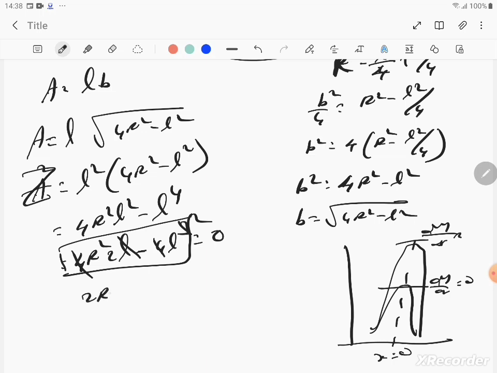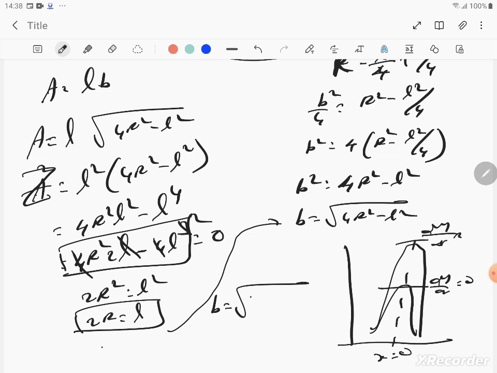So 2r square is equal to L square, or L is root 2 capital R. You got L, the length of the rectangle, in terms of the radius of the circle. Substituting that here, you can find the breadth also. B is equal to root of 4r square minus L square.